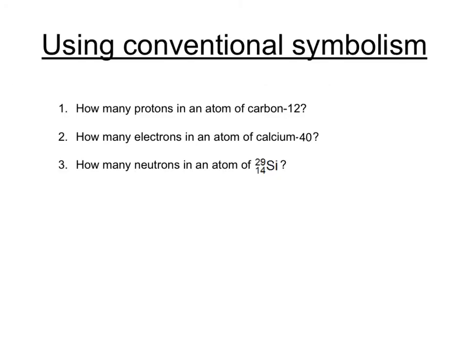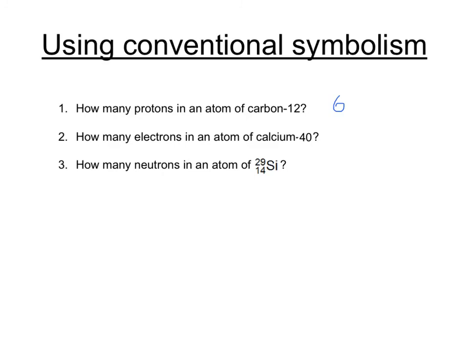Here's some questions, and it might be useful to have a periodic table in front of you to help you answer these. How many protons in an atom of carbon-12? Well, it's certainly not 12, because 12 is the mass number, and the mass number is the number of protons plus neutrons. So to find out the number of protons, we need to refer to a periodic table to find carbon, and it has an atomic number of 6, which means it has 6 protons.